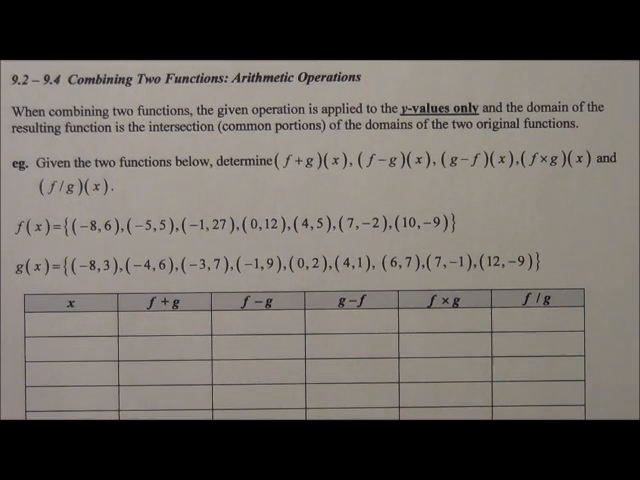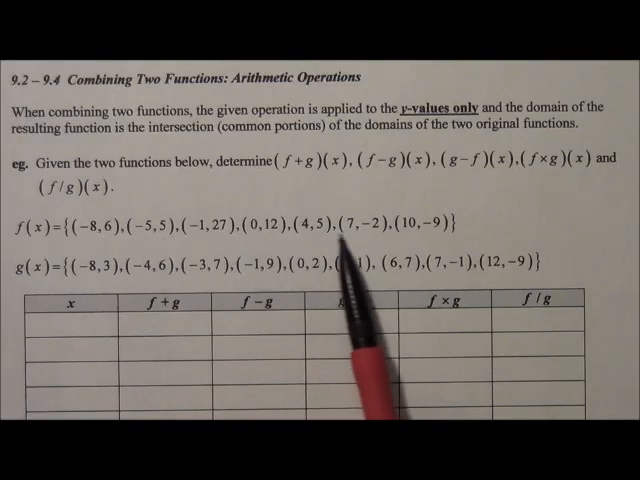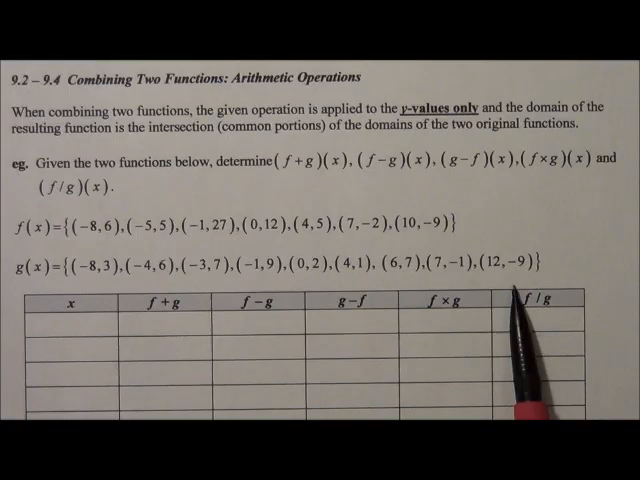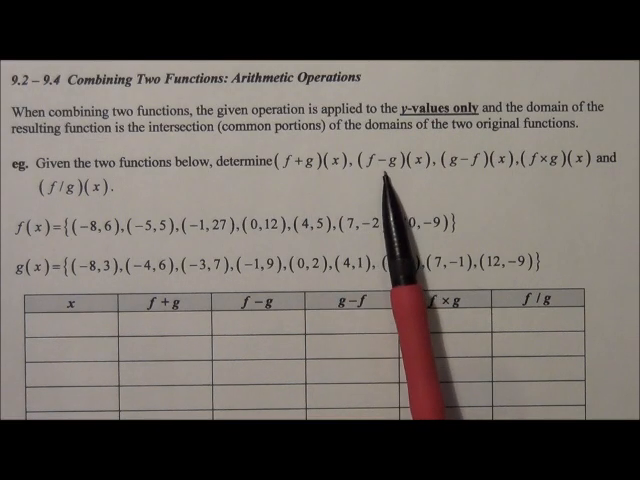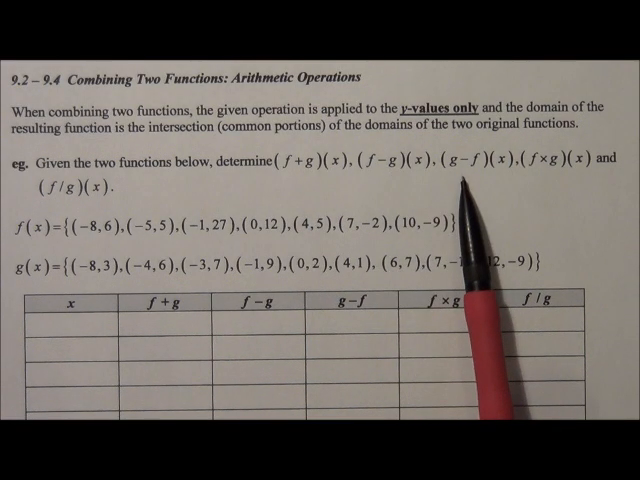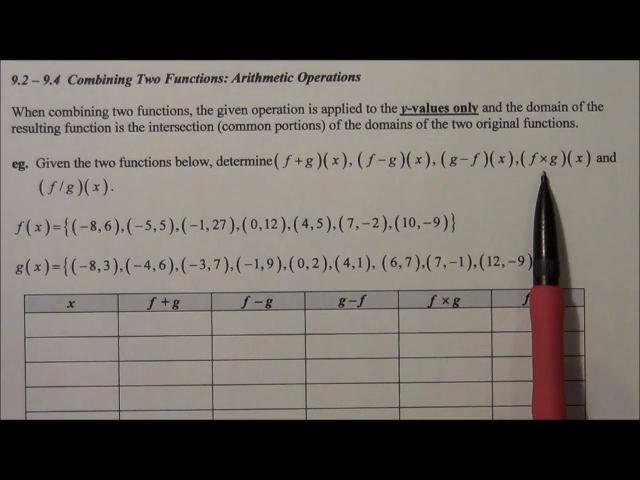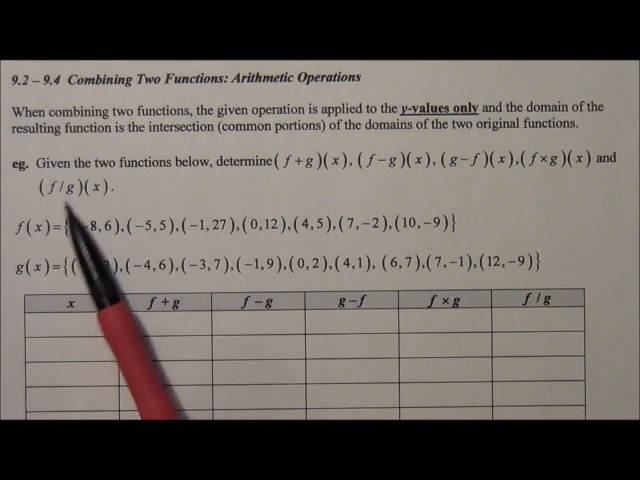When combining two functions, the operation that we apply to the functions is only applied to the y values, and the domain of the resulting function is going to be the common portion, or the intersection, of the domains of the two original functions. So here in this first example, we're given sets of coordinates of two functions, and we want to find f plus g of x, f minus g of x, g minus f of x, f times g of x, and f divided by g of x.